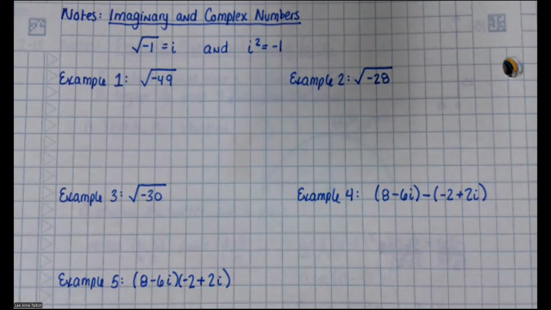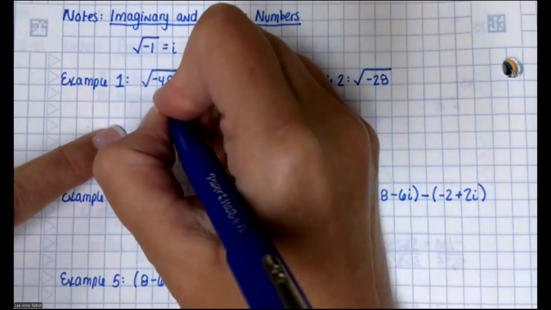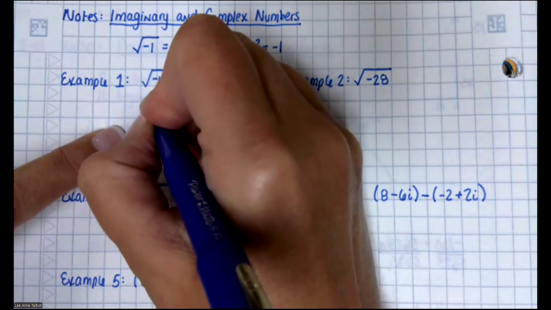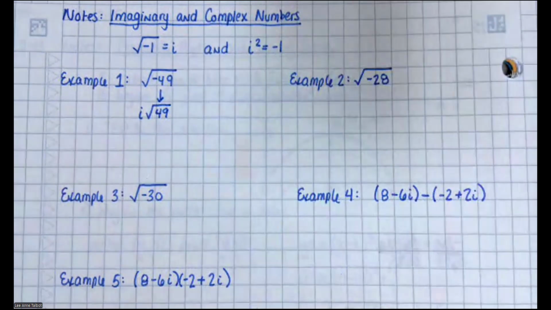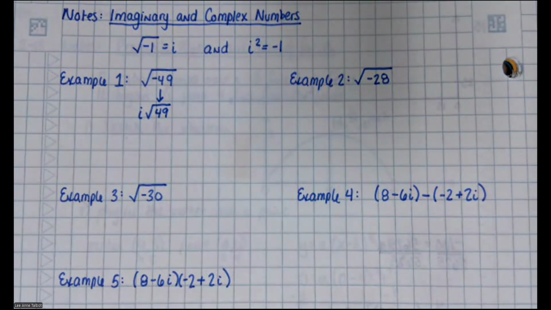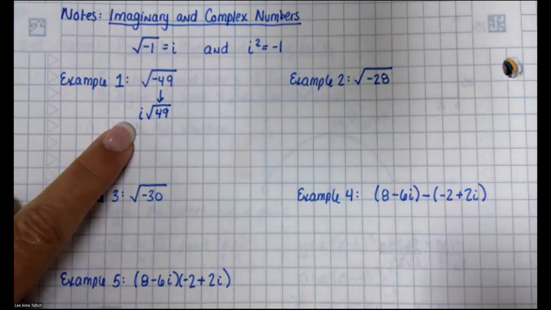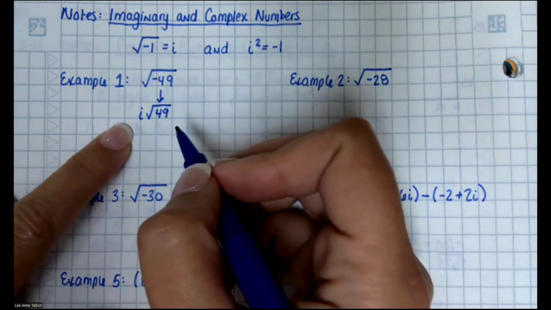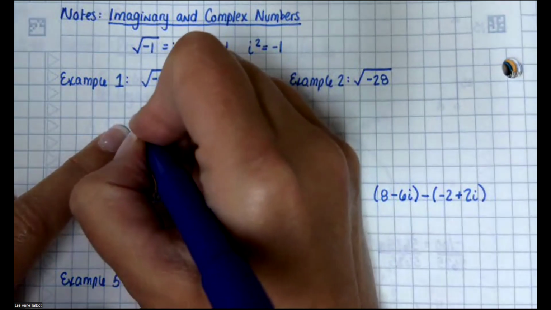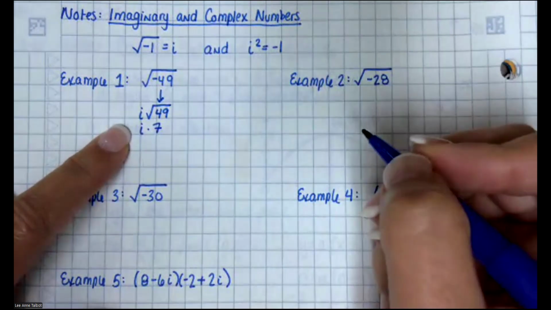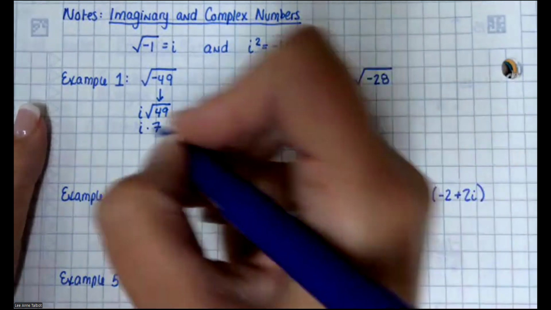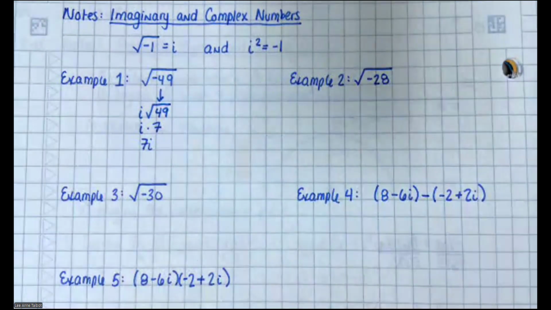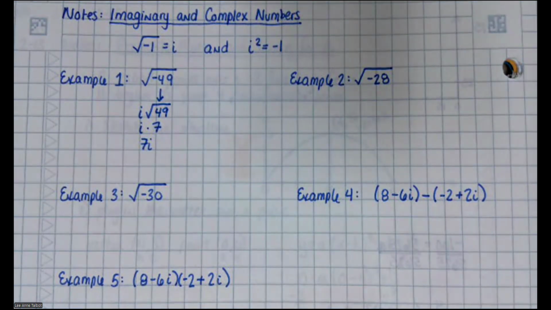Okay, let's do the first one. So the first thing I like to do is fix the negative by putting i outside. Again, square root of -1 is i. So I fix the negative by putting i outside. Then I'll work on the square root. What's the square root of 49? So this is i times 7. And then we would never leave it like that. We would change it to 7i for the final answer. Okay, so that's an example where it came out evenly.